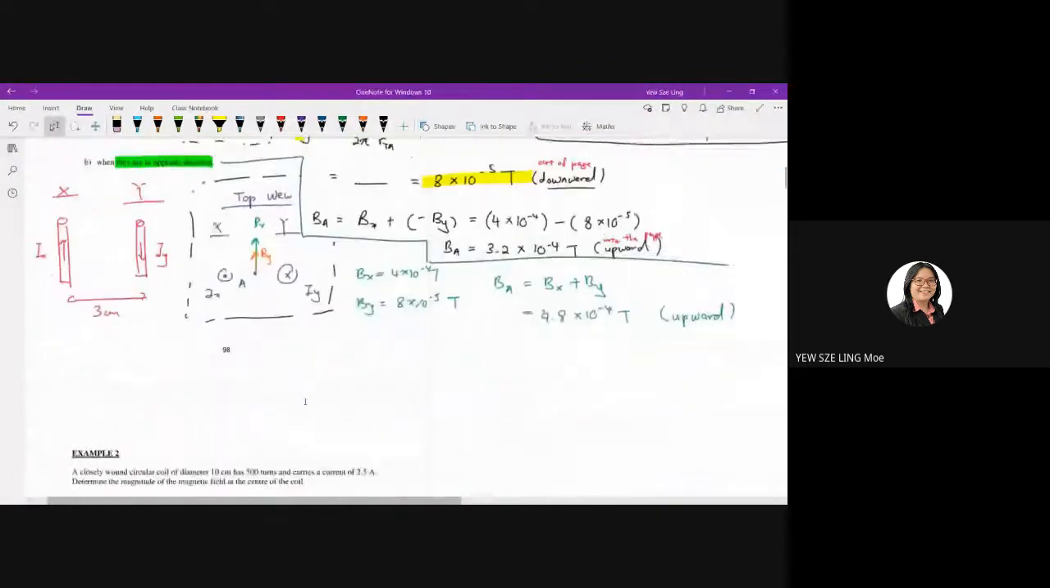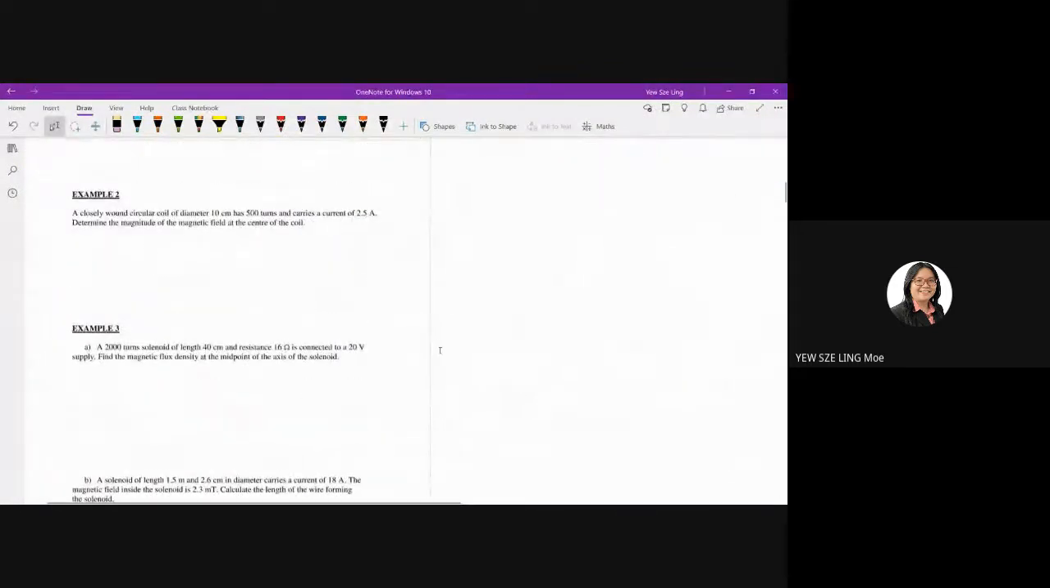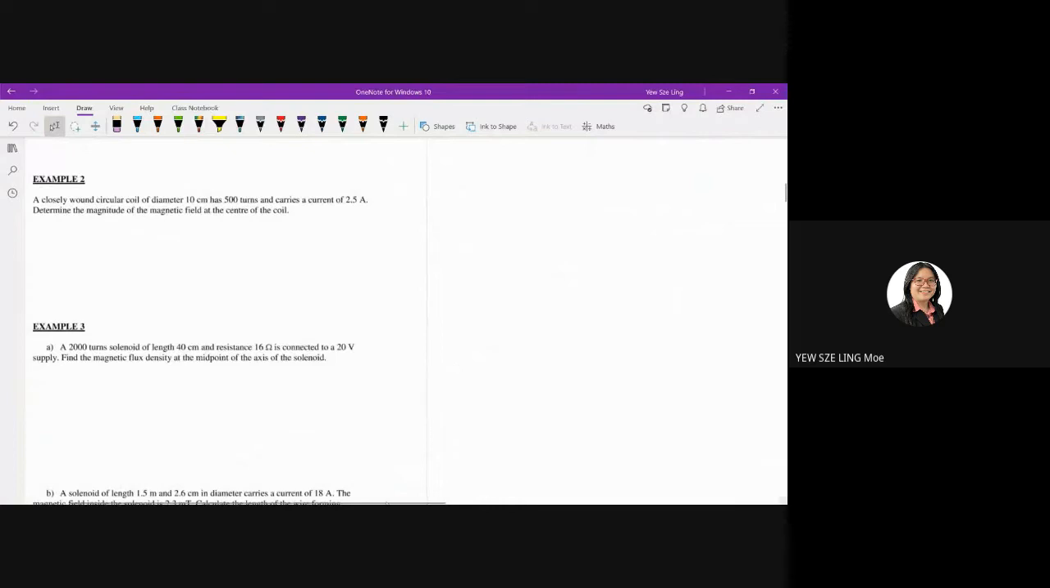Alright, so let's look at example 2. Example 2 is just a very short and very simple questions. As you can see here, a closely wound circular coil. Now, your object is a circular coil right now. You see, even before you start to look at all of the information, you already know which equations to be used. Okay, kamu sudah tahu equations mana untuk digunakan sebelum Anda tengok maklumat yang diberi.